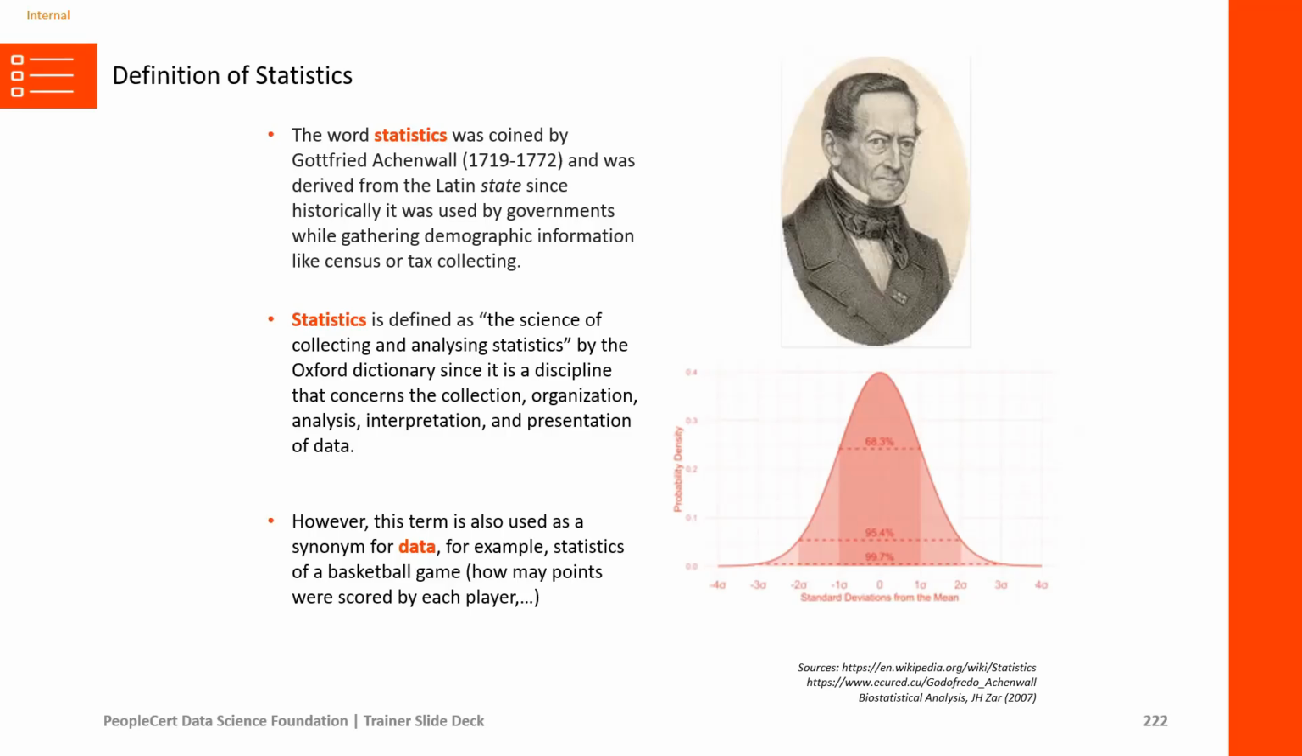Statistics is basically defined by the Oxford Dictionary as the science of collecting and analyzing statistics, since it is a discipline that concerns the collection, organization, analysis, interpretation, and presentation of data. So this term is also used as a synonym of data. For example, statistics of a basketball game can be shown as a normal distribution, which is put across over here.